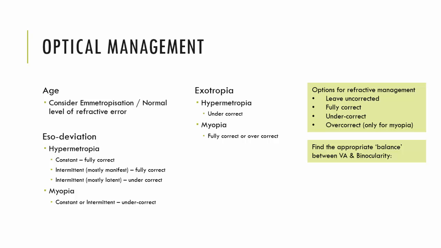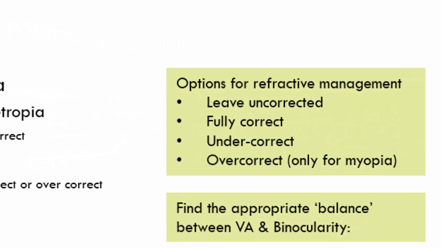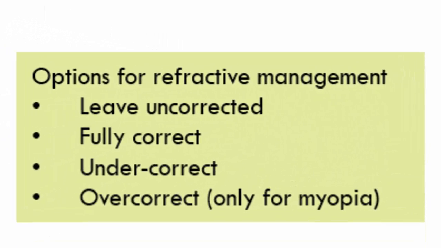Now let's move more specifically about how much we should prescribe in particular contexts. There's several possibilities we have here. One is we could leave the patient uncorrected. So let's say, for example, we find that the patient has 2 Dioptres of hypermetropia in both eyes. We have the option of not prescribing that at all if we wish to do so.